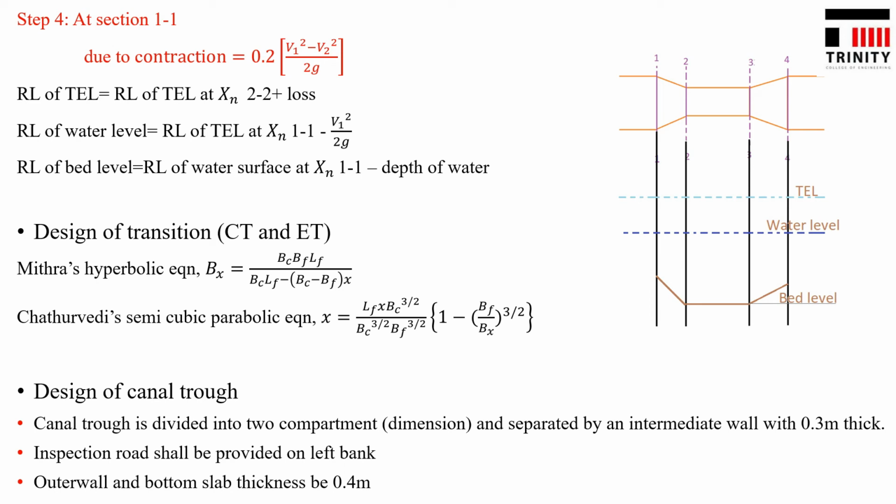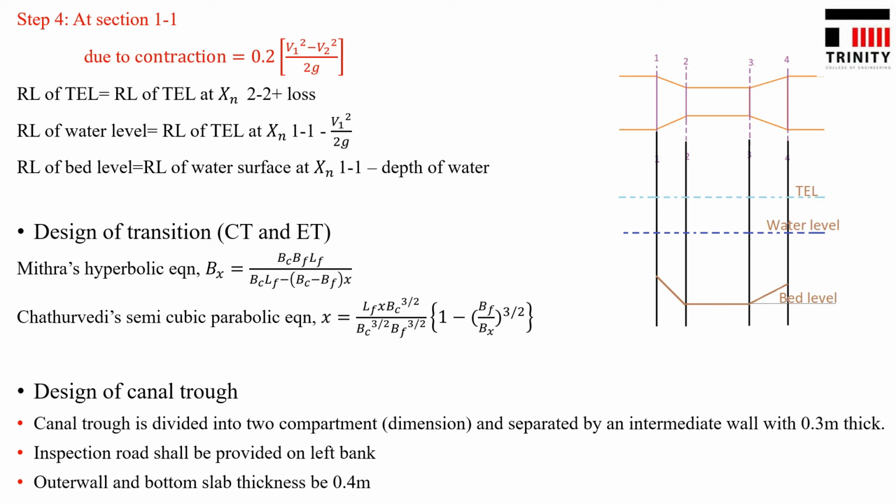We have to mark the total energy level, water level and the bed level for the 4 sections as given in the figure. In total energy level, we get nearly a straight line. In water level also nearly a straight line, but in the case of bed level, we get the actual trapezoidal section.